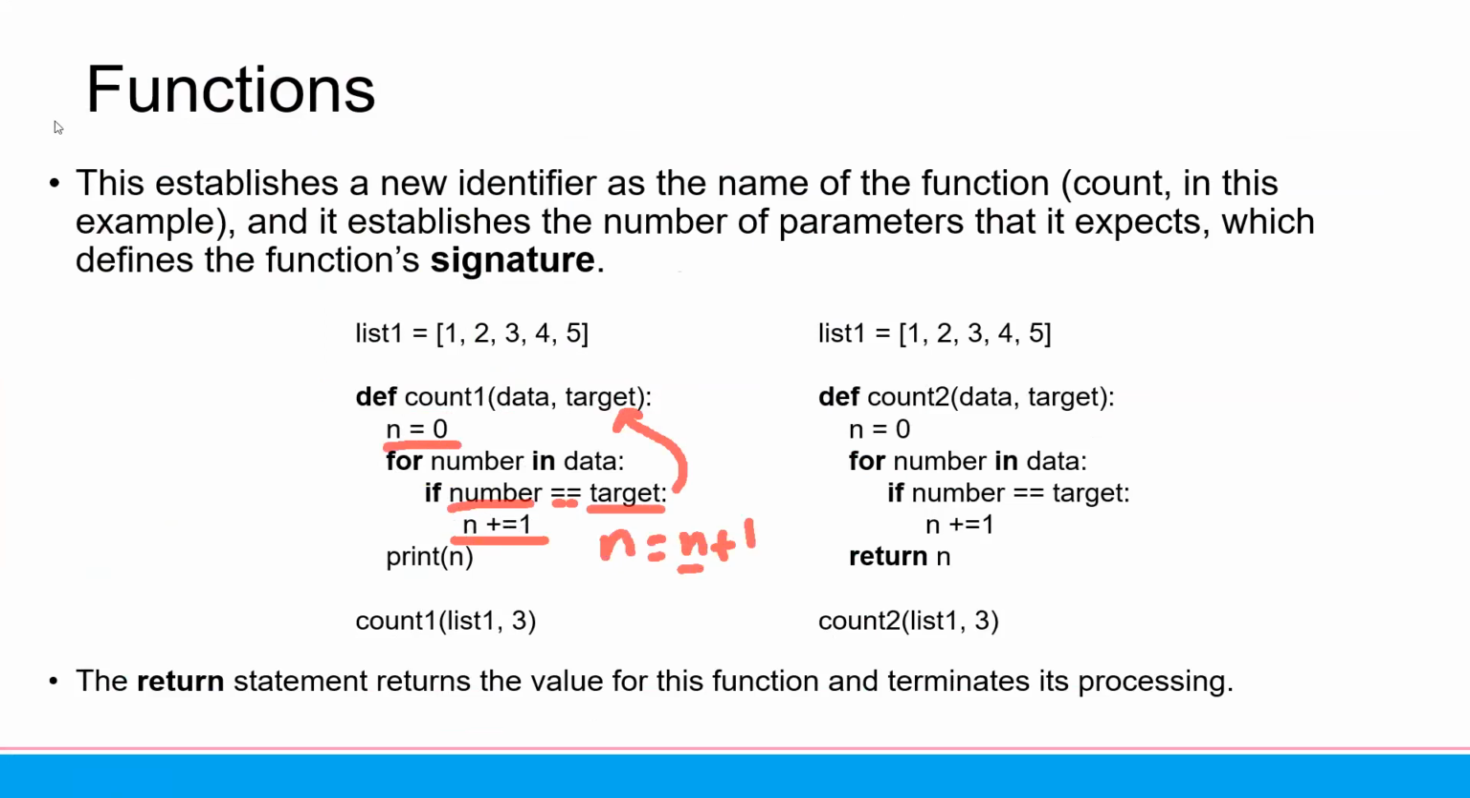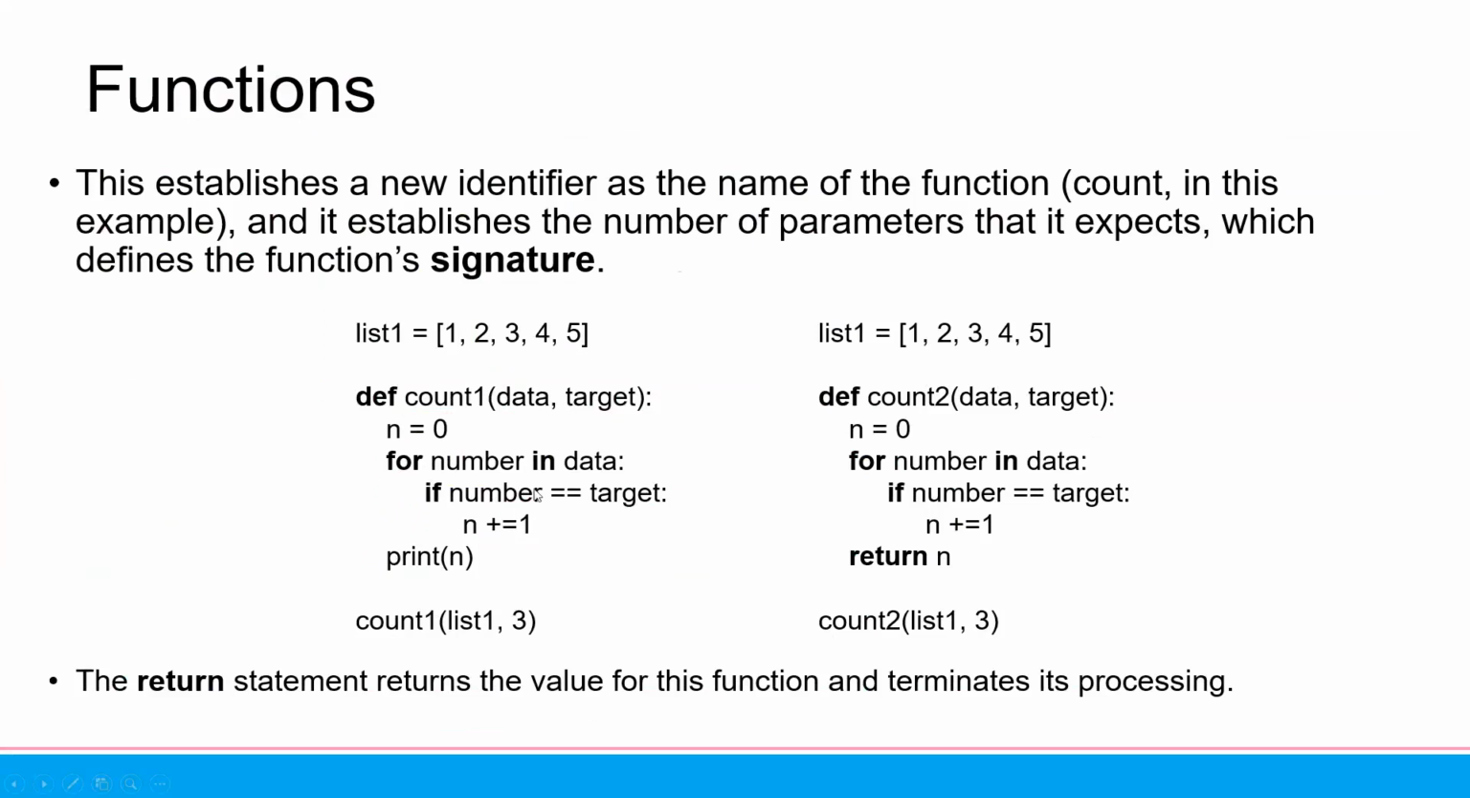So after we finish with the loop, if the condition is true, n will be added by 1. If we finish all the loop, we will print n. Now, what is the result? count1, list1, 3. Yeah, 1.